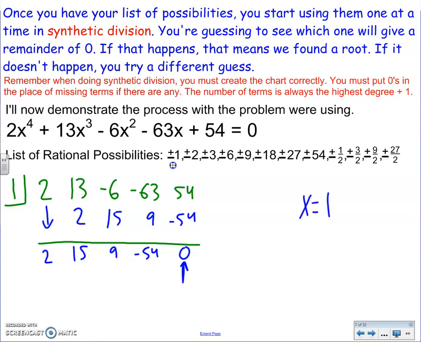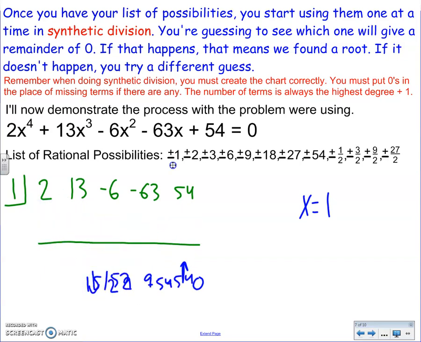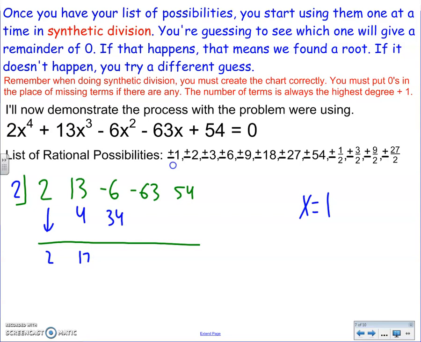All right, I'm going to now try the next thing. So let me move this down. I'm going to erase it. All right, so positive 1 is good. Let's try positive 2. If I try positive 2, put a blue 2 here. Again, drop the first number. Multiply, add, multiply, add, multiply, add, multiply, add. That's 40. 40 is not our remainder of 0, so that's bad. So 2 is not an answer.